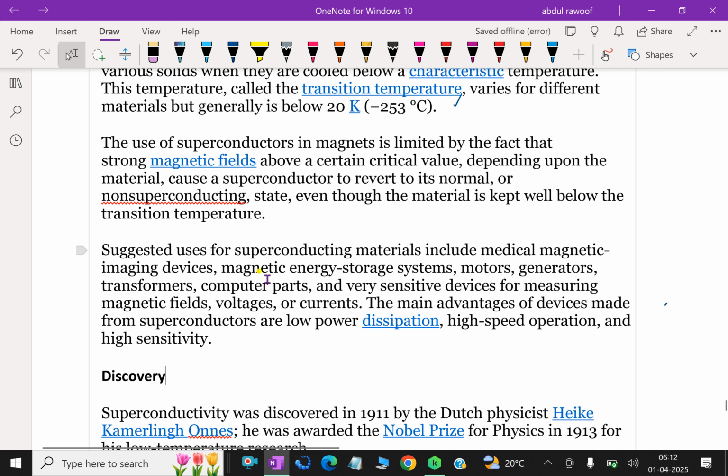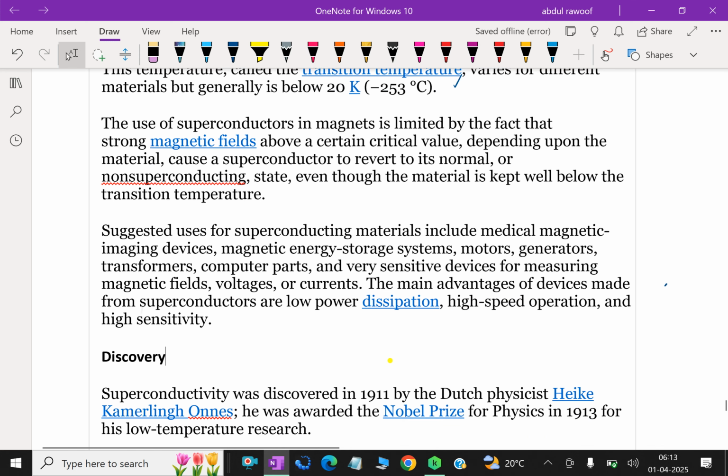Suggested uses for superconducting materials include medical magnetic imaging devices, magnetic energy storage systems, motors, generators, transformers, computer parts, and very sensitive devices for measuring magnetic fields, voltages, or current. The main advantages of devices made from superconductors are low power dissipation, high speed operation, and high sensitivity.